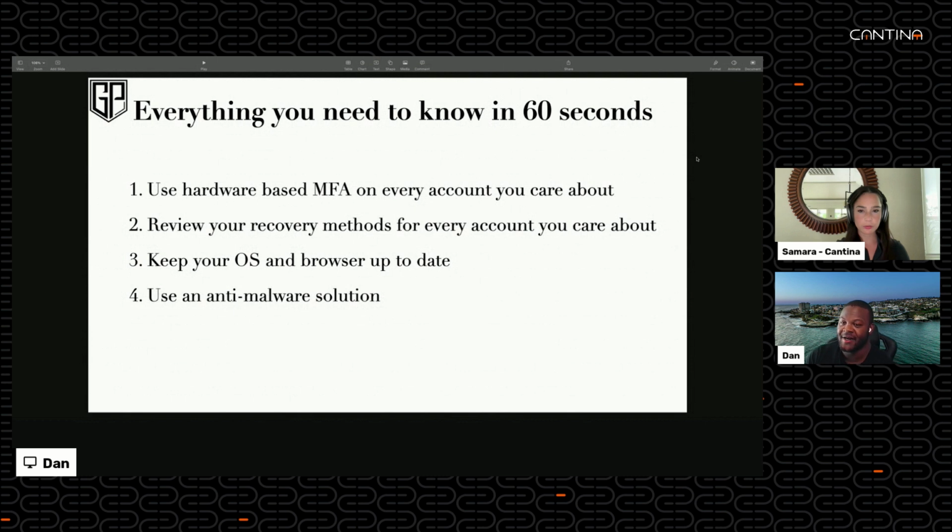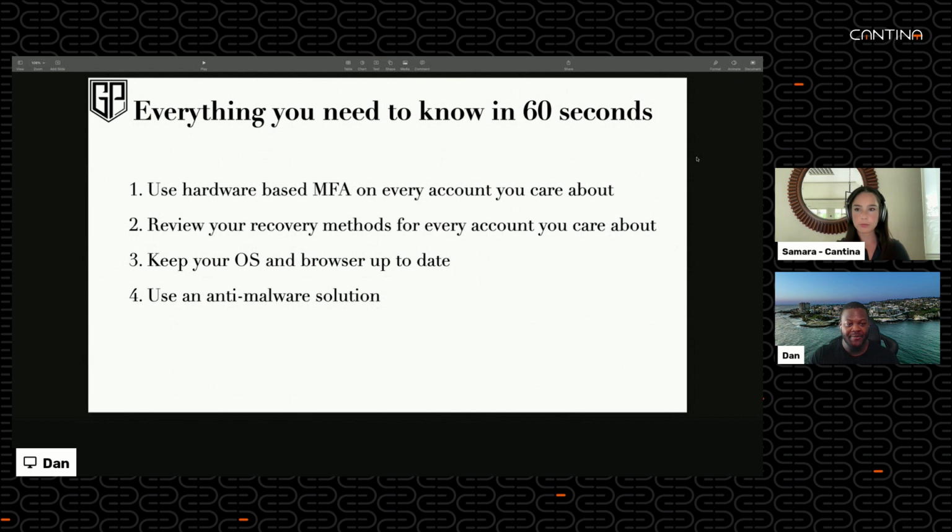So the first one is going to be using hardware-based multi-factor authentication on every account you care about. The second one being reviewing your recovery methods for every account you care about. That means evaluating something like your recovery email, your recovery phone numbers. Make sure you know what is tied to what account and make sure that you have something like MFA applied to those accounts as well.